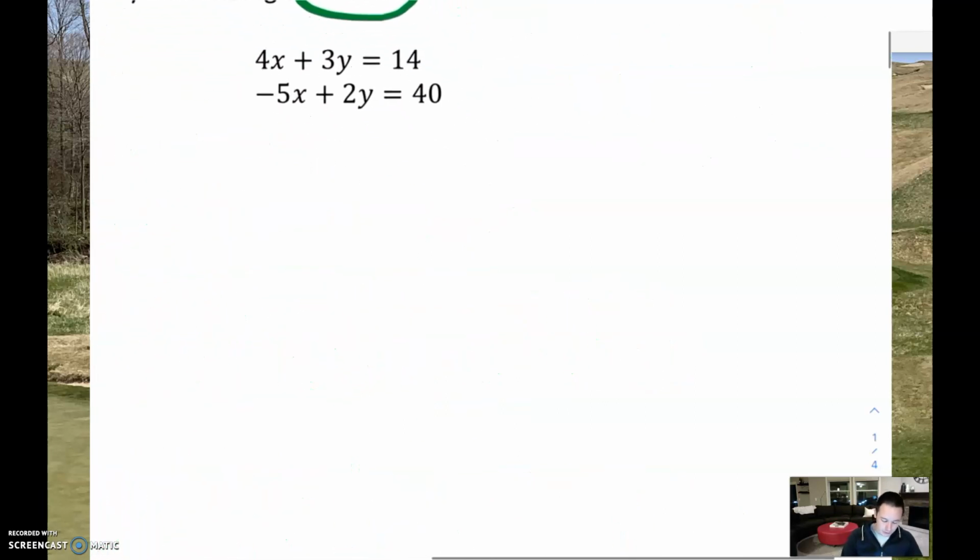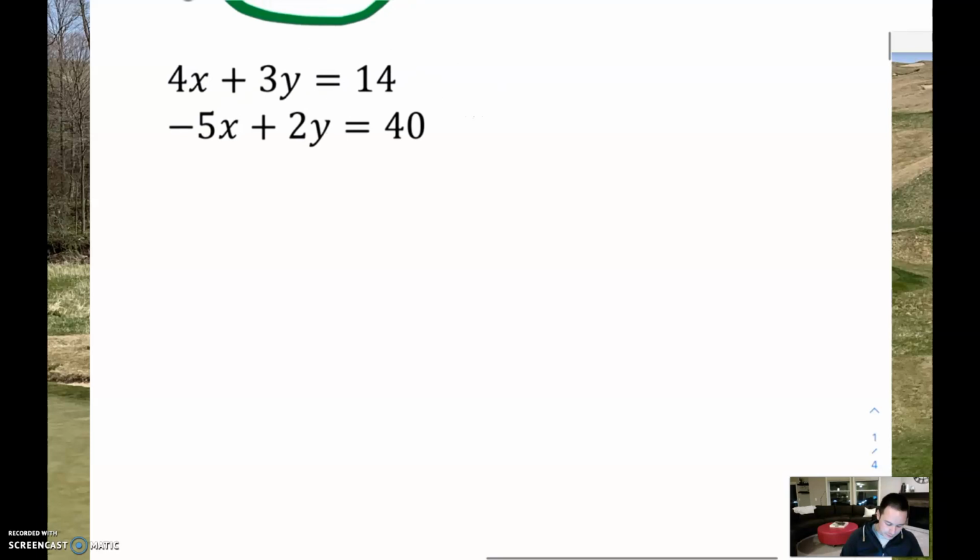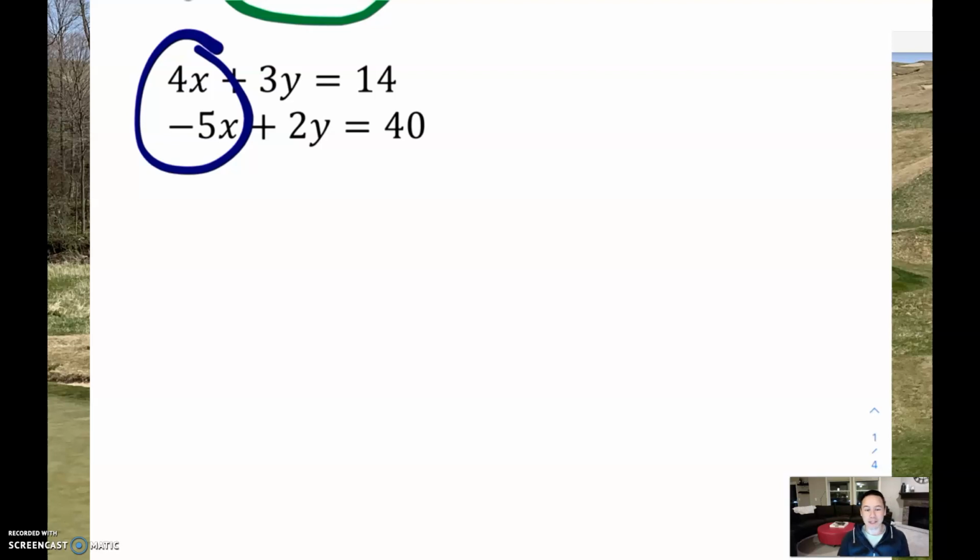Let's go ahead and do one more example just to make sure you're comfortable with it. Again, we're going to eliminate the x first. So I see this 4x and I see a minus 5x. What number could you possibly turn them into?